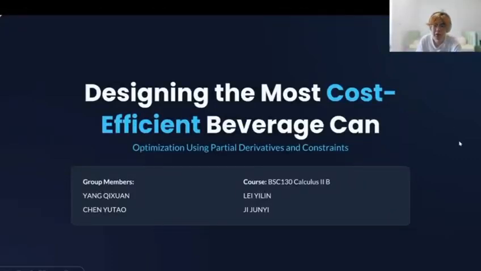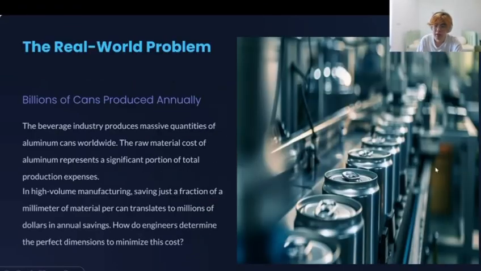Good morning, Professor. Today our group will present our Calculus 2 project, designing the most cost-efficient beverage can. Let's take a look at the standard beverage can. It seems like a simple object, but billions of these are produced globally every year.